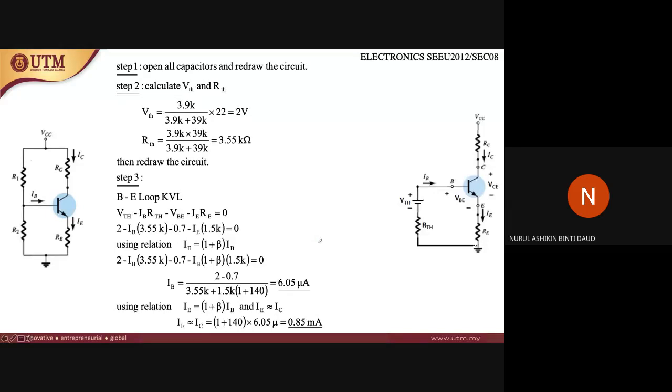Okay, so for the first step, open all the capacitors and redraw the circuit. So we remove all the capacitors and we redraw the circuit. It's going to look like this. Next, calculate the VTH.